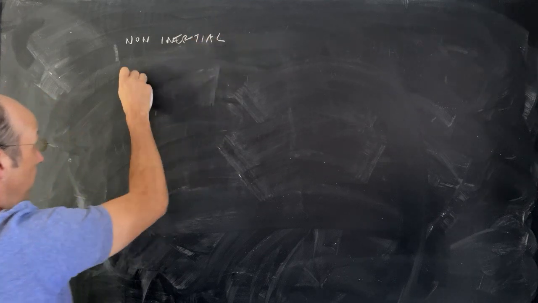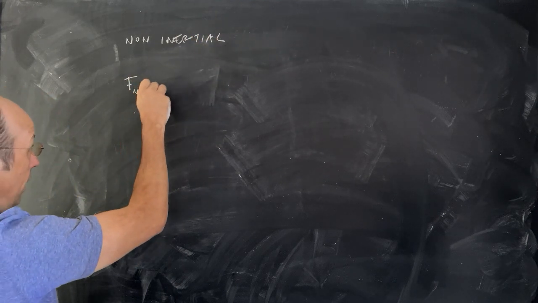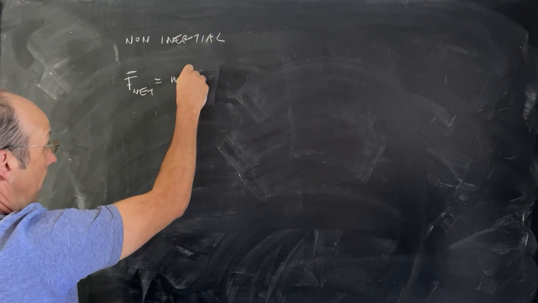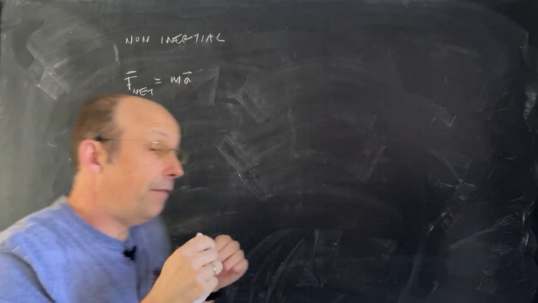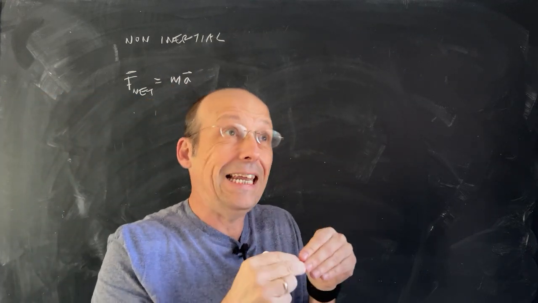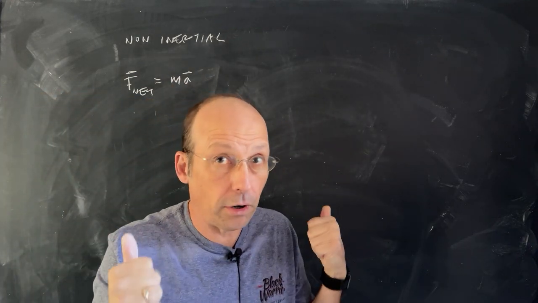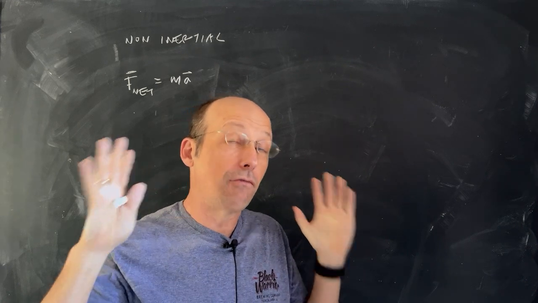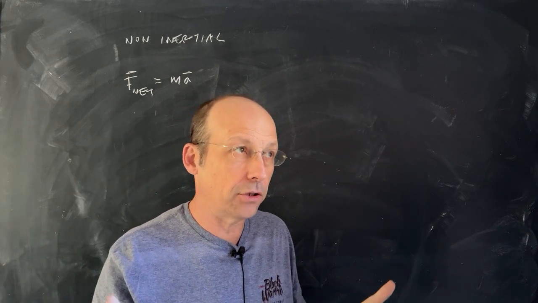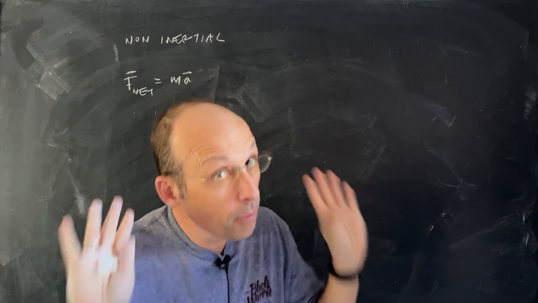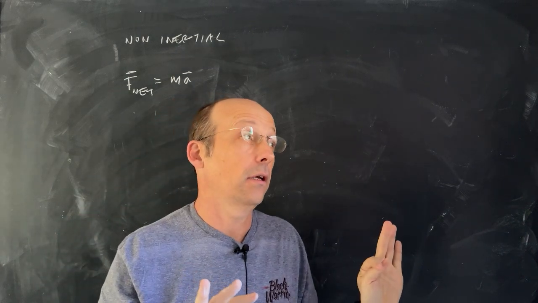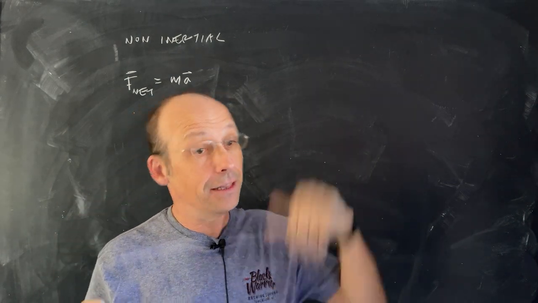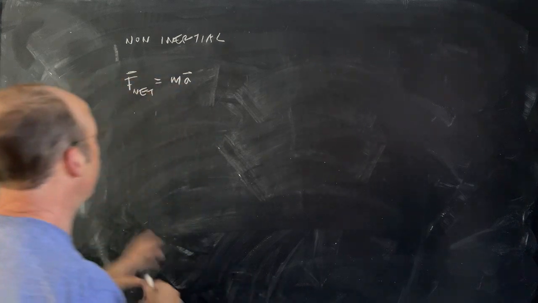So just remember that we can write Newton's second law, F net equals ma. And if the acceleration is measured in an inertial reference frame, this works, right? So that means that the reference frame where we measure the acceleration is not accelerating. It can be moving, it can't accelerate. And if it is accelerating, then this doesn't work. So how do we fix that?